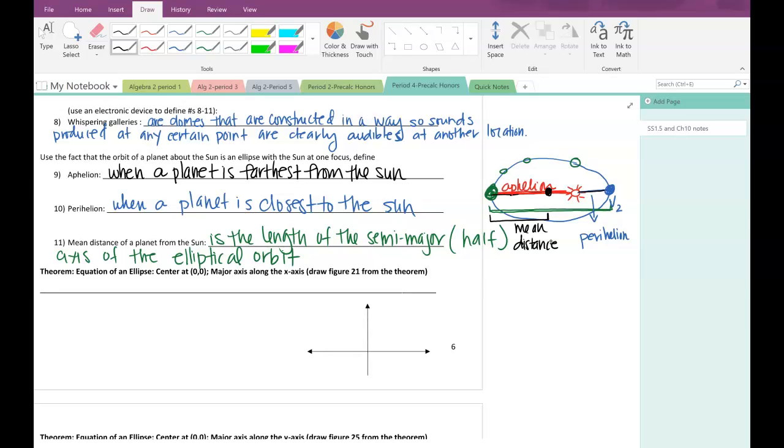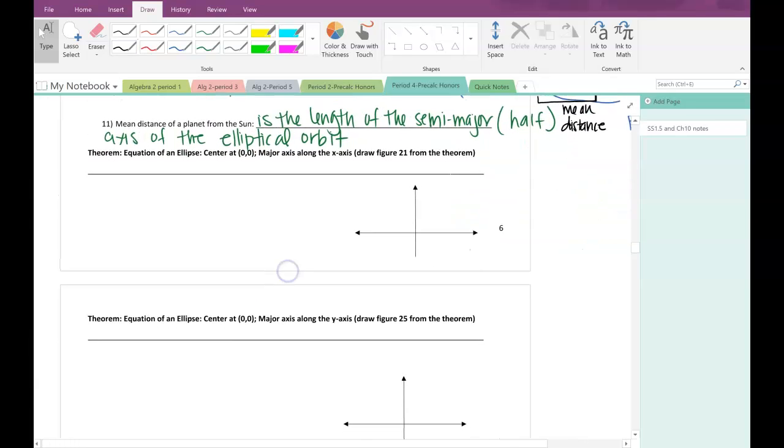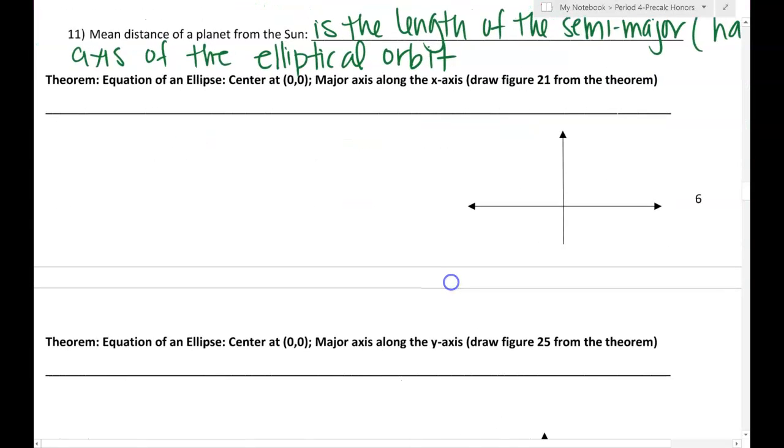All right, let's go on and do the theorem. Theorem number 1 here. Equation of an ellipse when you have the center at 0, 0. So let's draw that out. Center at 0, 0. Major axis is along the x-axis, so let's make it vertex 1, vertex 2. And then that means the minor axis is going to be above here, since the major axis is on the x-axis. Let's draw this out really quickly.